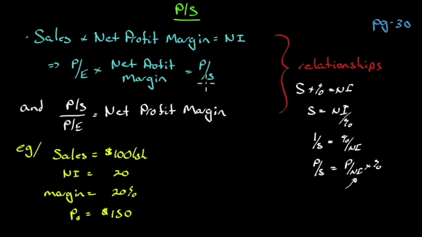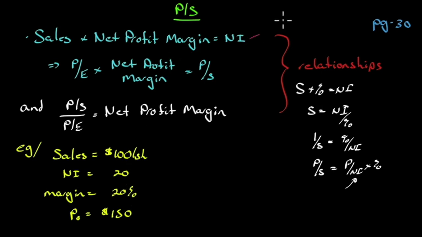If you do some more manipulation here and divide through by a PE ratio, our price to sales ratio divided by our price to earnings ratio should equal our net profit margin. So just to see if all those relationships hold, let's try it out. Sales of $100 a share, net income of $20. That gives us a margin of 20%, and our price is $150. So let's just test these out to see if it works. Sales times our net profit margin, 100 times 0.2 is our net income of 20.